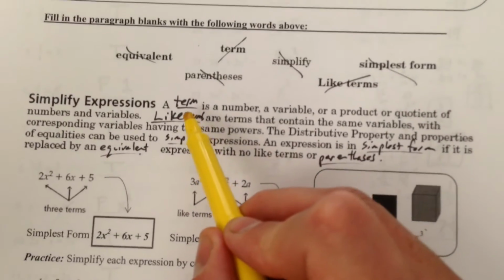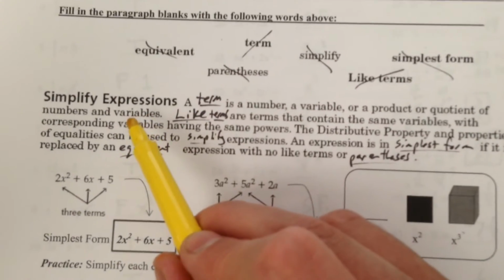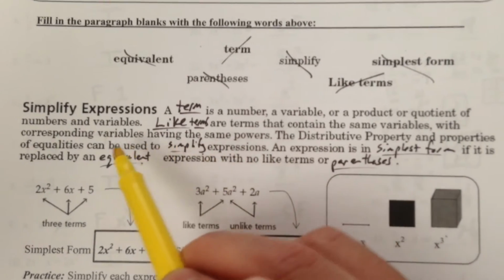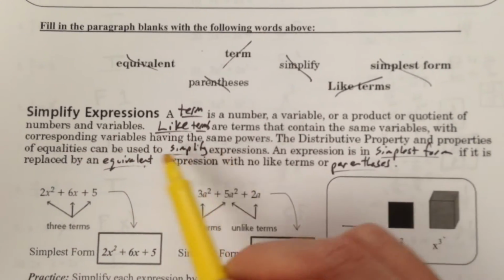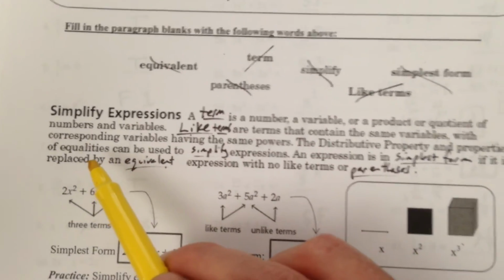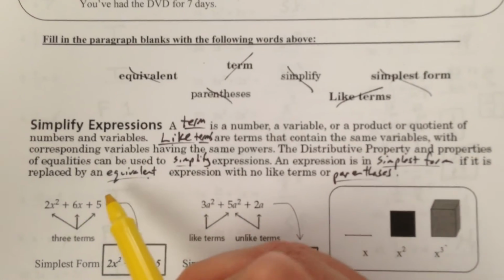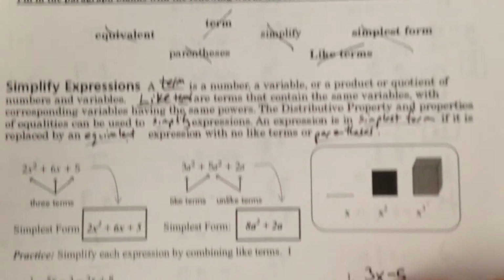Here's a little fill in the blank. A term is a number, a variable, or the product or quotient of numbers and variables. Like terms are terms that contain the same variables, with corresponding variables having the same powers. The distributive property and properties of equalities can be used to simplify expressions. An expression is in simplest form if it is replaced by an equivalent expression with no like terms or parentheses.